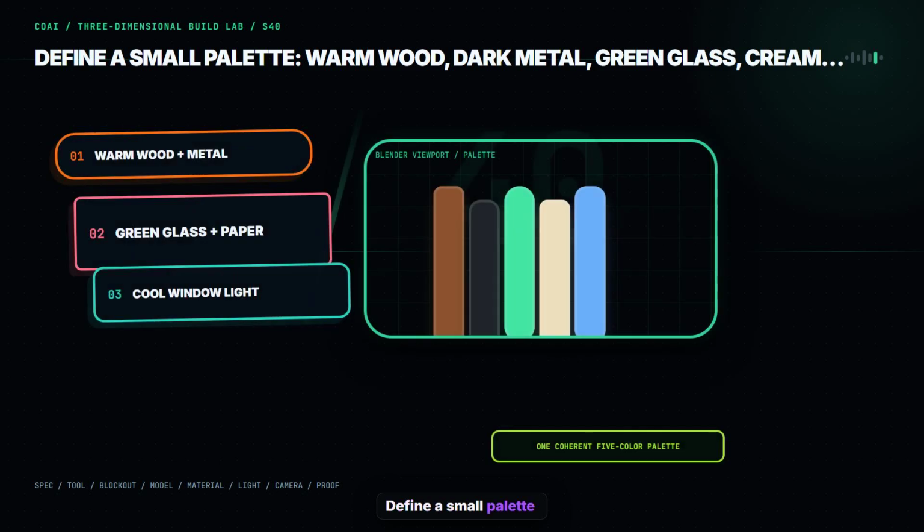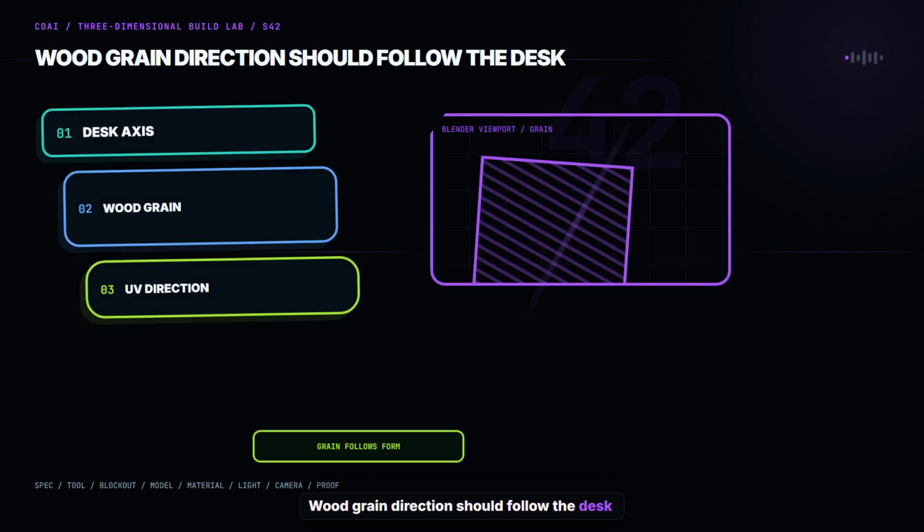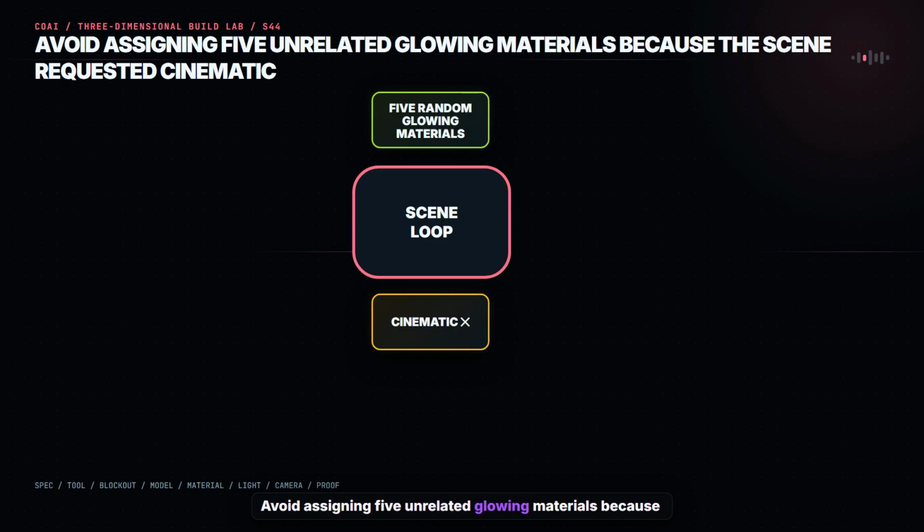Pass 3 is materials. Define a small palette: warm wood, dark metal, green glass, cream paper, cool rainy window. Materials need physical parameters and scale. Wood grain direction should follow the desk. Roughness changes should match the object. Avoid assigning 5 unrelated glowing materials, because the scene requested cinematic.